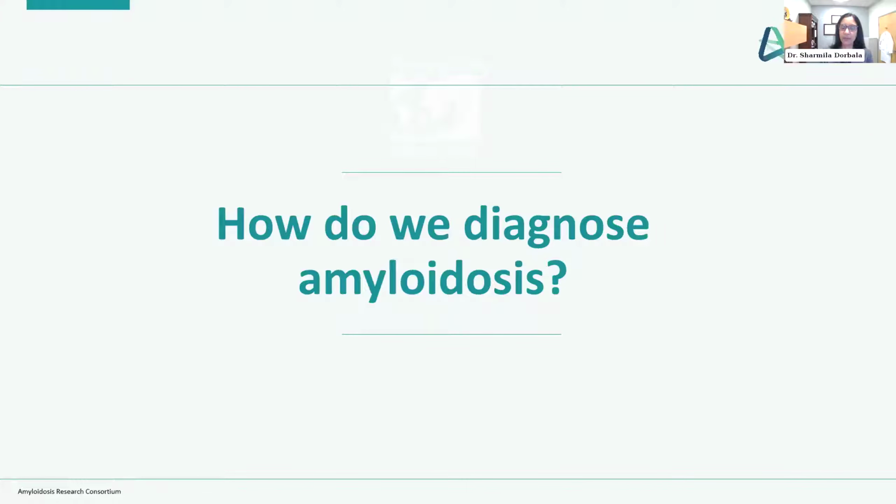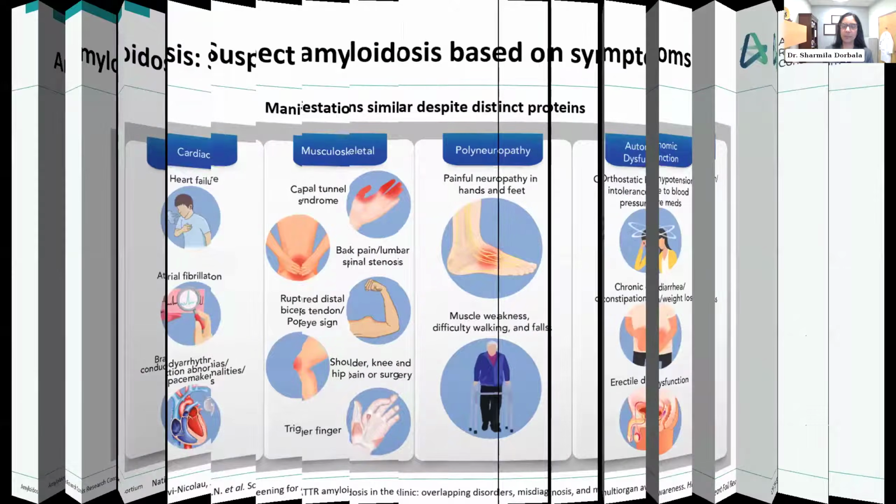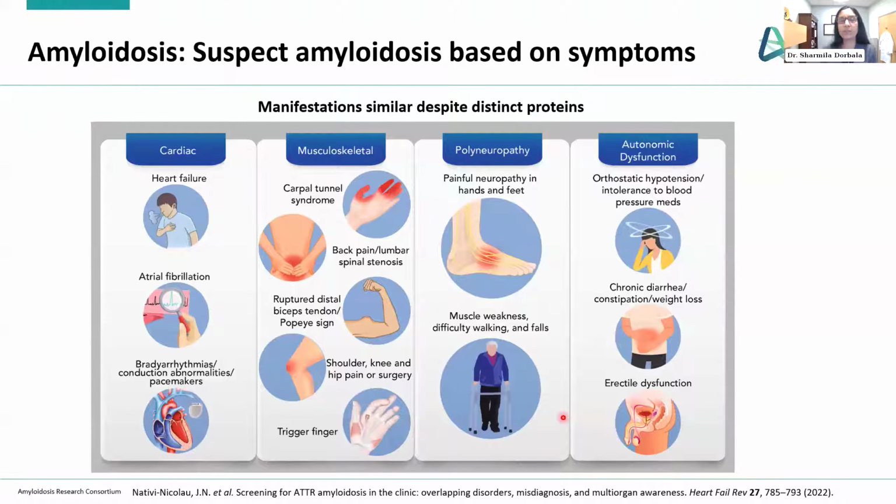So how do we diagnose amyloidosis? Independent of the precursor protein, whatever the protein may be, once the fibril is formed and goes to various organs, people may experience difficulty breathing, slow or irregular heart rhythm. They can have musculoskeletal problems, carpal tunnel syndrome symptoms, low back pain from lumbar spinal stenosis, what is called a ruptured biceps tendon. You can have other orthopedic manifestations as well.